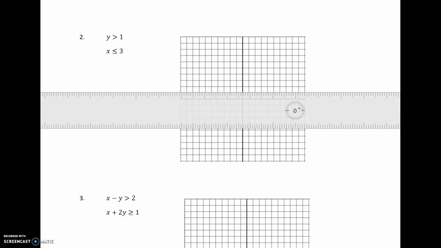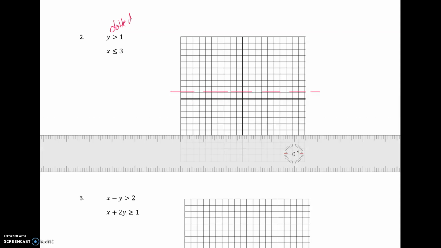through 1. And remember that this is going to be dotted. So I'm going to dot right through 1. And shading, greater, well, greater is going to be above. I'll just use pink for that. Greater is above.